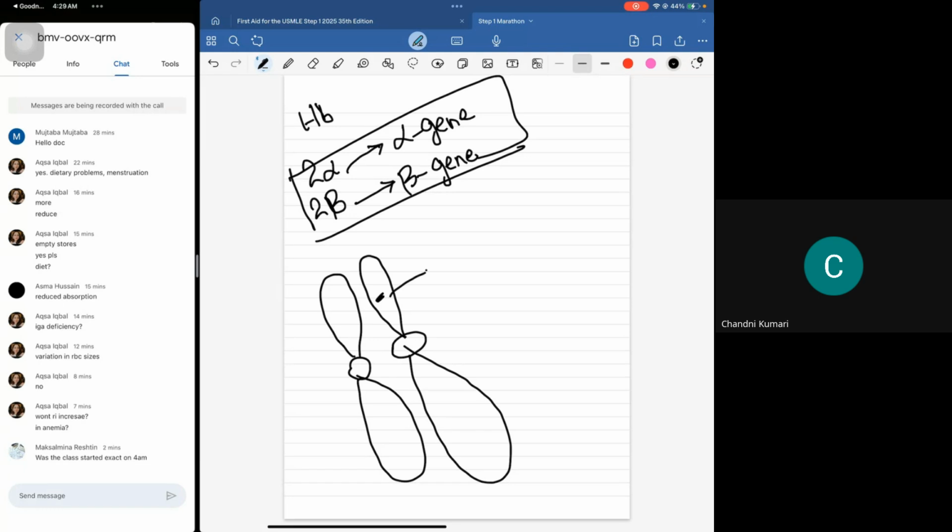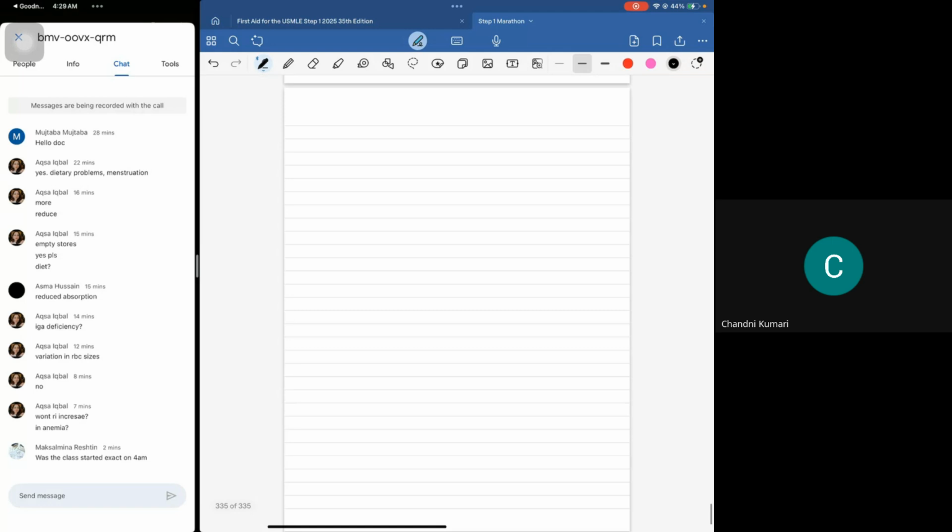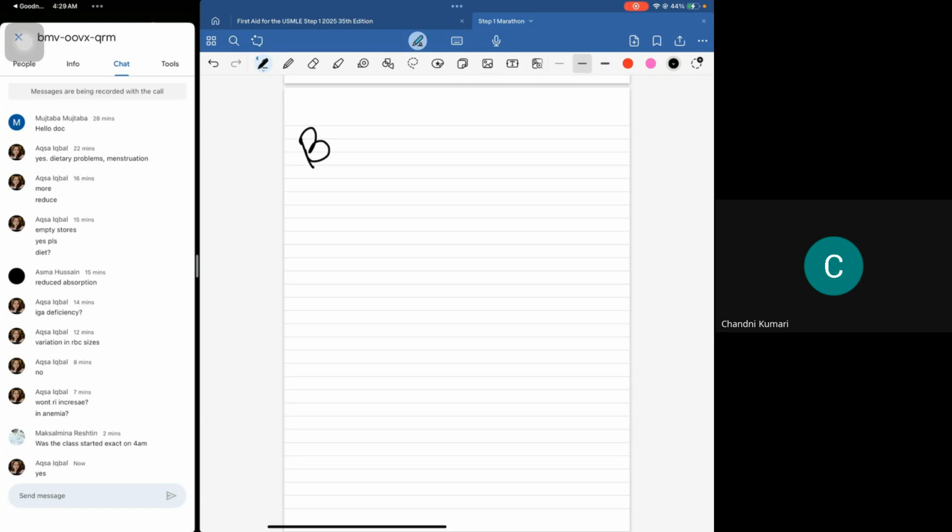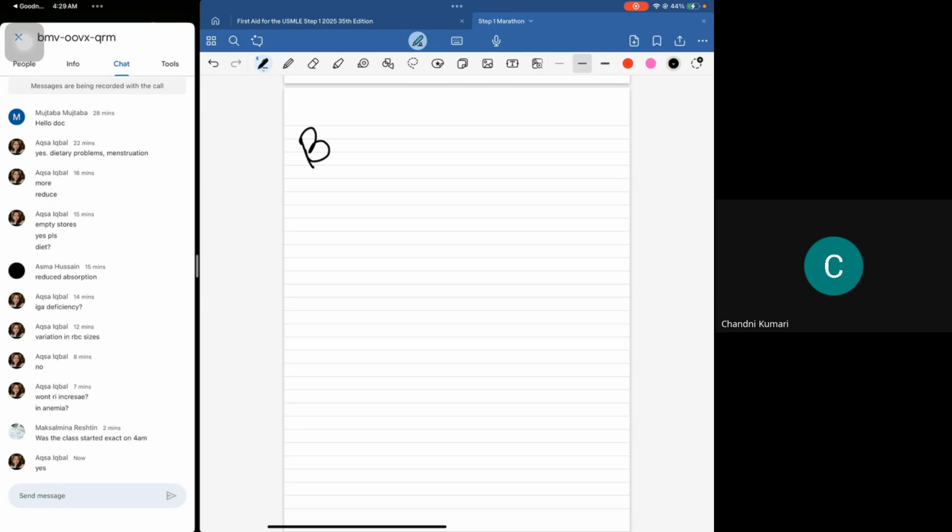So if this alpha gene is compromised, the alpha protein is not going to be made. So the alpha chain of hemoglobin is not going to be made, right? So we are going to have a lesser amount of alpha chains. When you have less alpha chains, beta chains are going to increase. Is that clear? Okay, this is a very important concept. Now alpha chains are going to decrease and the beta chains are going to increase, right?